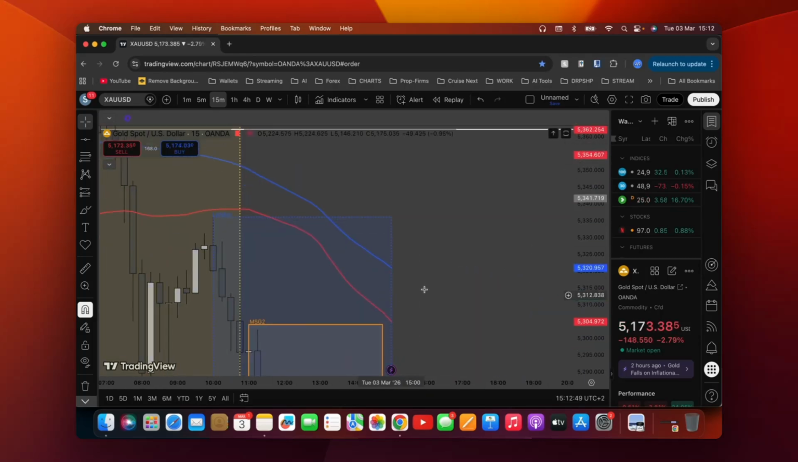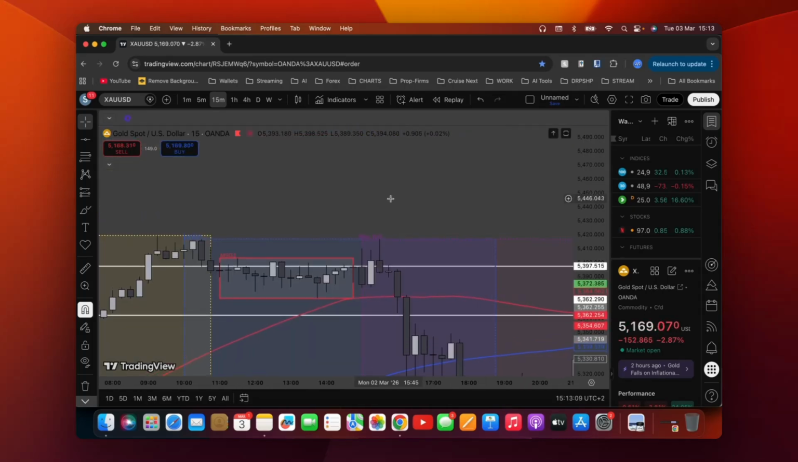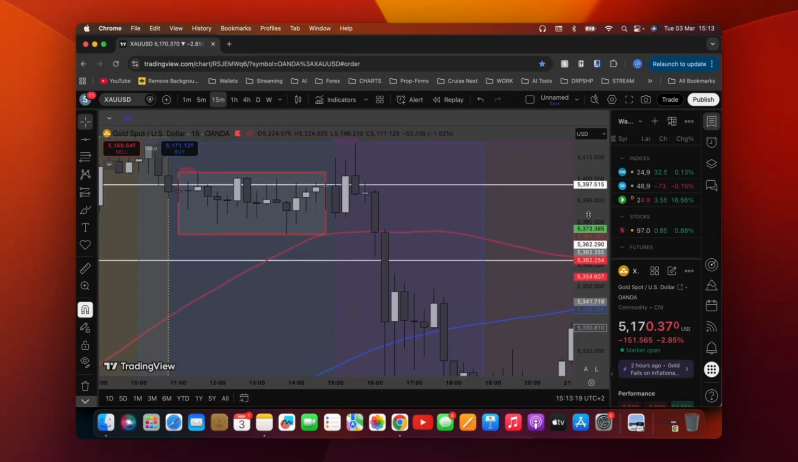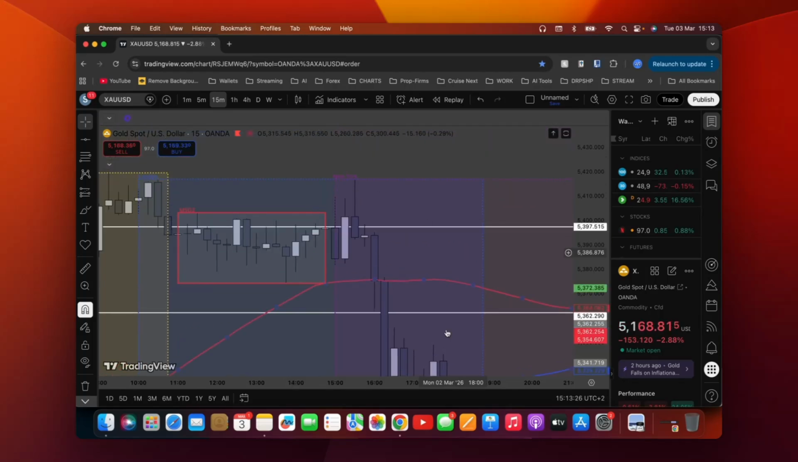We'll see if this one's done anything so far. Nothing yet. Okay, let's look at this one. So this was at 3 p.m. yesterday. So for 5 minutes, no closure outside of it for a buy. Closed out for a sell.